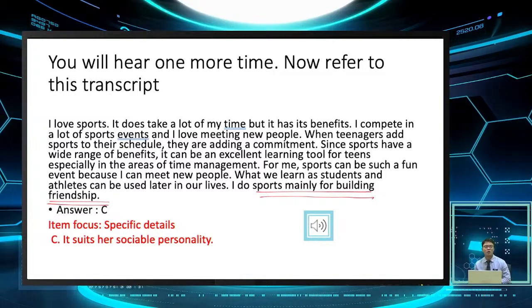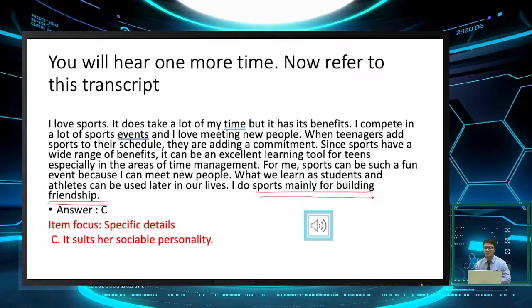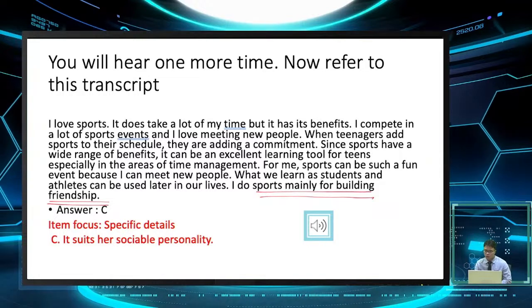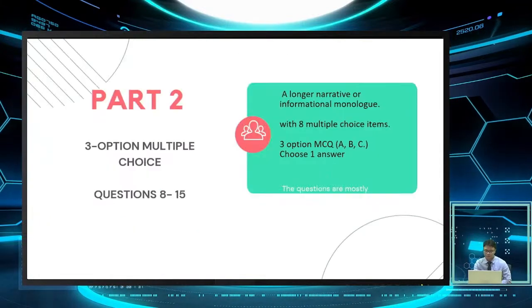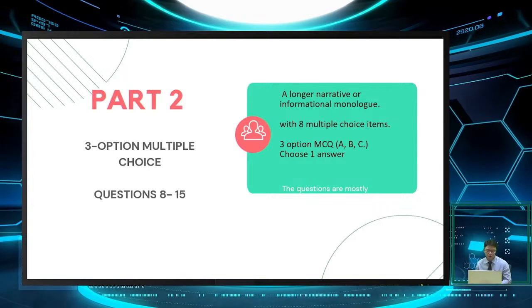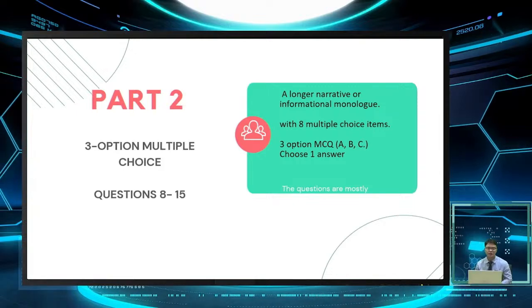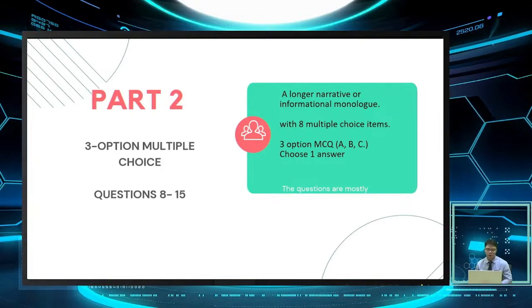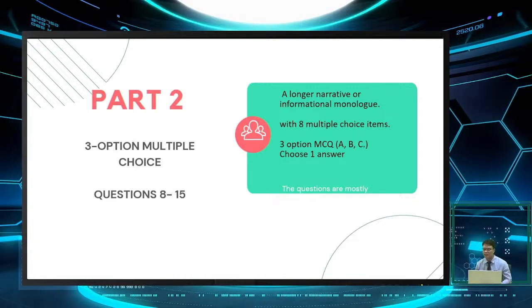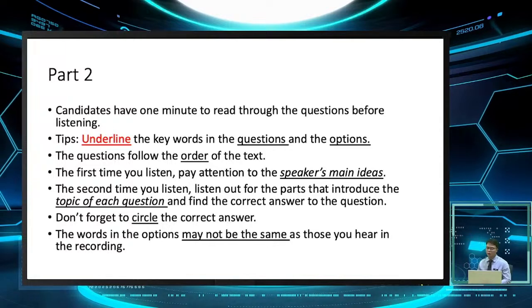Okay, so for part 1, you need to look out for distractors. You need to find specific information and the best answer. Yeah. Now, moving on, we are going to move to part 2. Right. So what is part 2? So in part 2, you have 3-option multiple choice, questions 8 to 15. So in this part, it is a longer narrative or informational monologue, yeah, with 8 multiple choice items. So there are 3-option MCQs. You have A, B, and C, and you choose only one, yeah? One answer. So what do we cover in part 2?